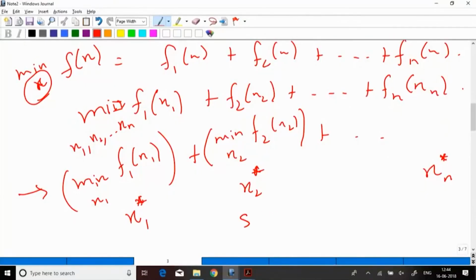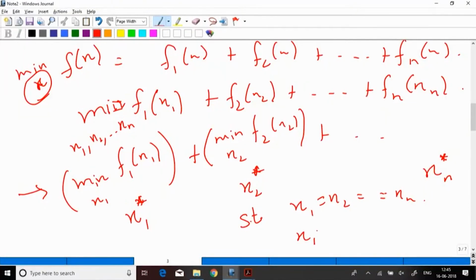In addition to writing this, you also write, since you know about constraint optimization problems, you add this constraint: x1 is equal to x2 is equal to xn. If you add this constraint, you are done. In fact, I will add a different constraint: xi is equal to some z for all i.